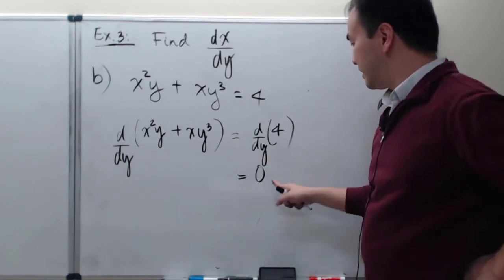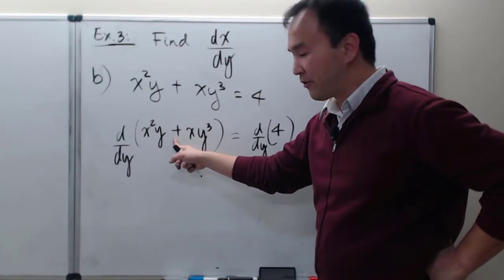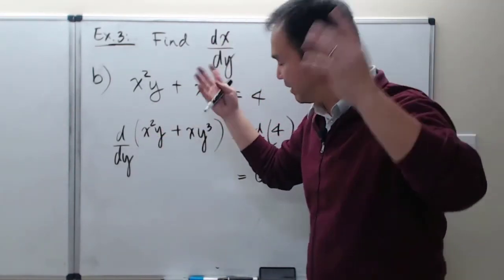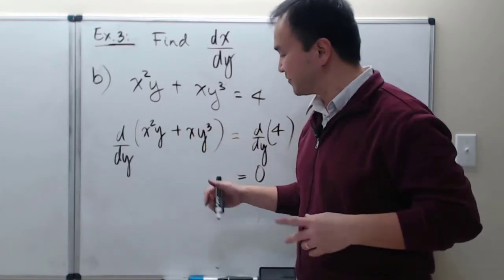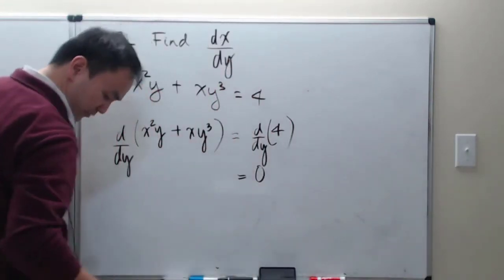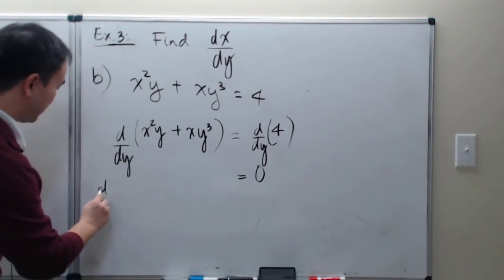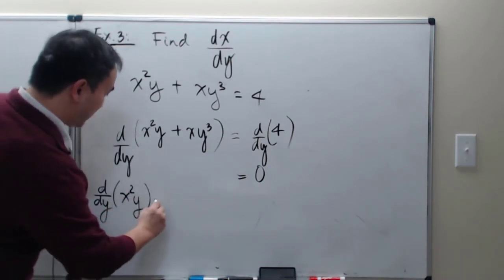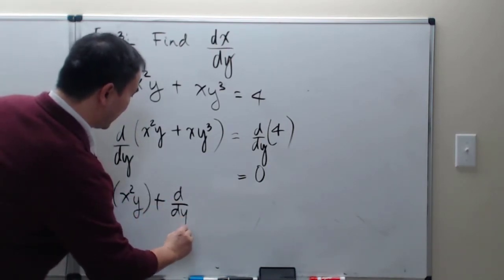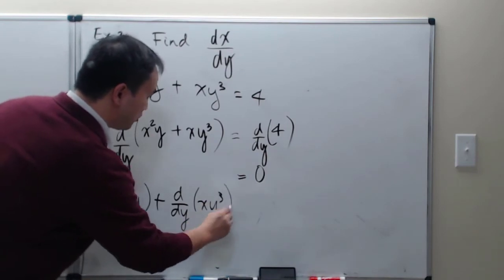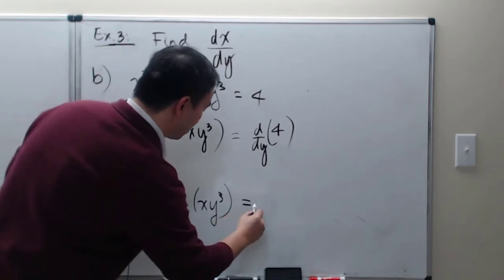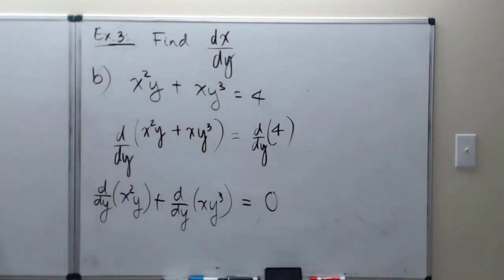Now the sum rule is coming in here because we have a sum of these two terms, and each term involves all that crazy x and y all over, and we'll get to that. So now we need to find a separate derivative in terms of y for x squared y plus a separate derivative in terms of y for x y cubed. I kind of misplaced my line right here, so I'll rewrite them equal 0. All right, and so now we are ready for the next step.